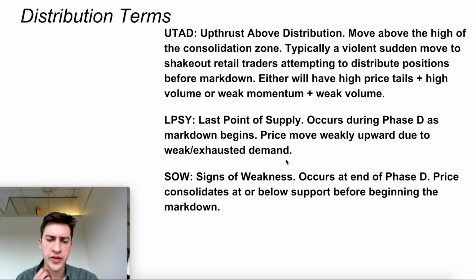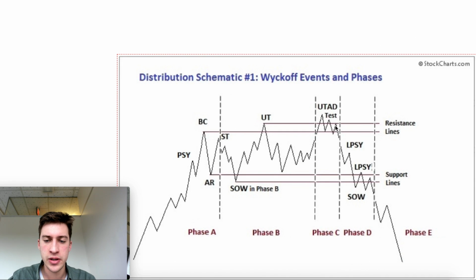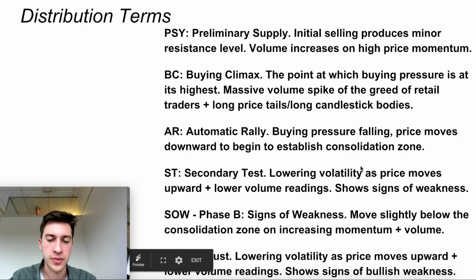This is going to occur in phase D, where price moves weakly upward due to weak and exhausted demand. So price is trying to move up here, but there's really just not enough institutional demand for the institutions to allow retail to push price higher. So price doesn't really go much higher. And then we go back down here to the sign of weakness and another LPSY.